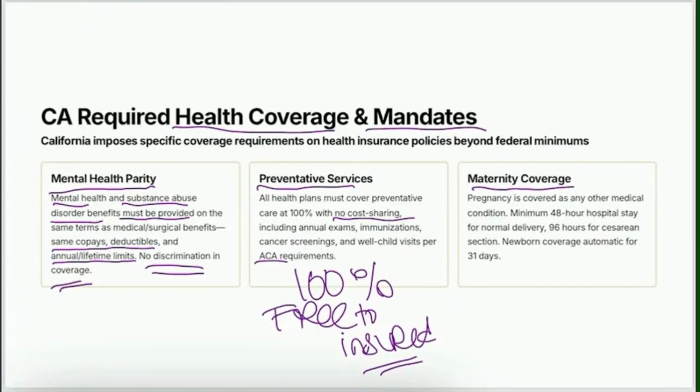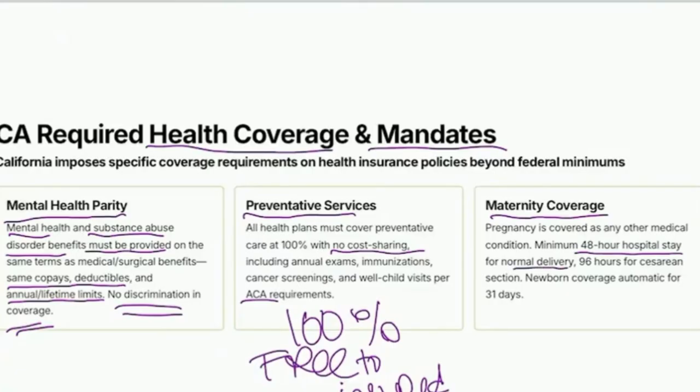Maternity coverage. Pregnancy is covered as any other medical condition. Minimum 48-hour hospital stay must be covered for normal delivery, vaginal delivery, 96 hours for C-section. They love this question. Know this. Boom, there's an easy exam answer right there.